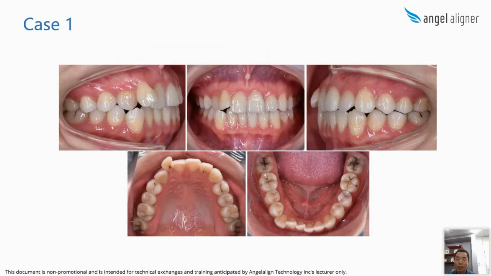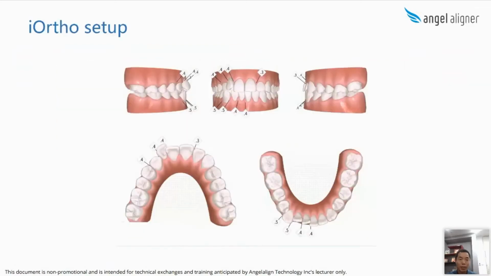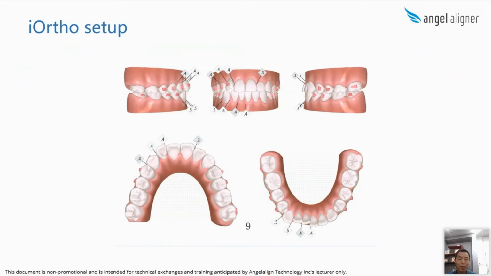So let me take some cases as examples. This is an easy case with mild crowding, upper and lower incisor crowding. The molar relationship is normal. I also set up to create space by expansion and IPR. It seems a simple case, nothing special.